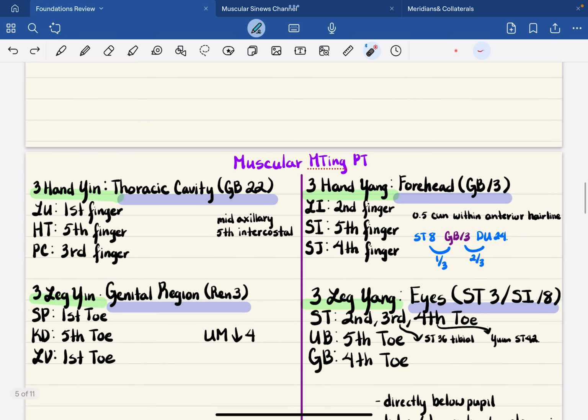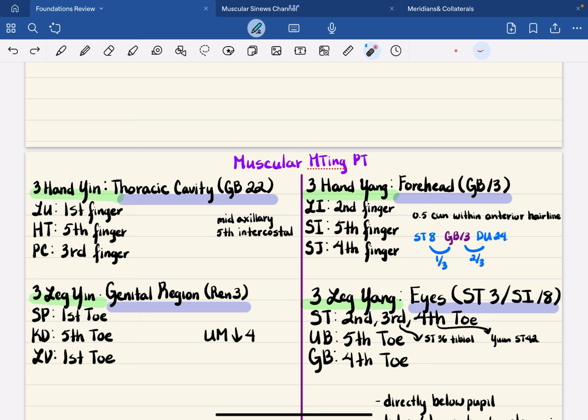So three-hand yins are going to go to GB22, and then 3-leg yins are going to go to Ren 3, which is 4 soons down from the umbilicus, or 1 soon up from the pubic symphysis. And then the 3-hand yang is going to go to the forehead, GB13, 0.5 anterior to the hairline. And then when it's cut into 3/3, it's 2/3 laterally.